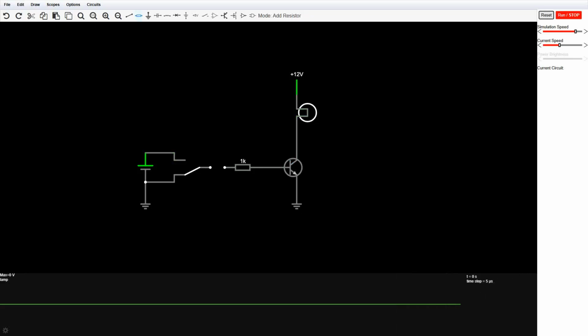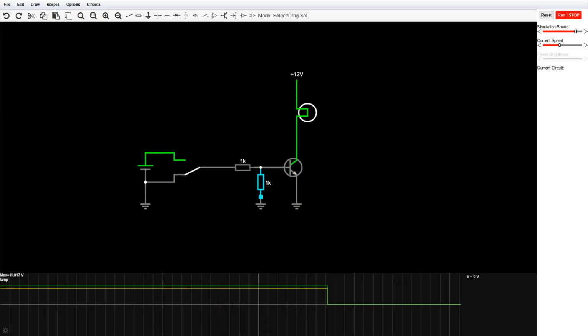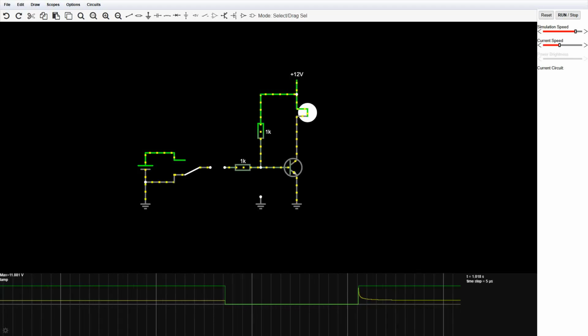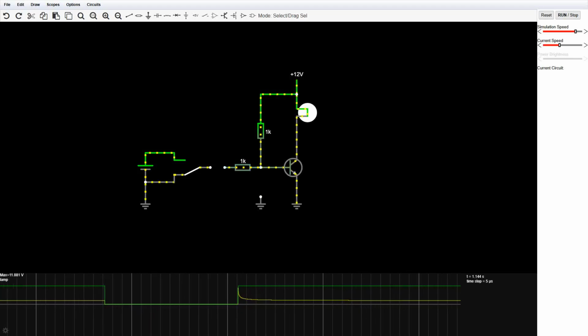Add another resistor between base and ground to keep the transistor reliably off when no input is present. They are called pull-down resistors. Pull-up resistors work the opposite way. They connect to the positive power line and sometimes they're already built into the microcontroller. They can usually be enabled or disabled in software.